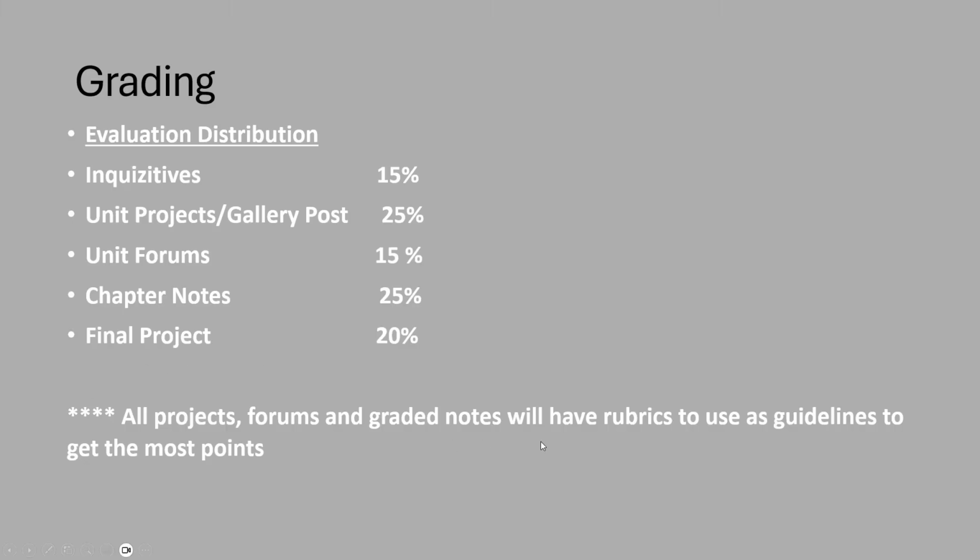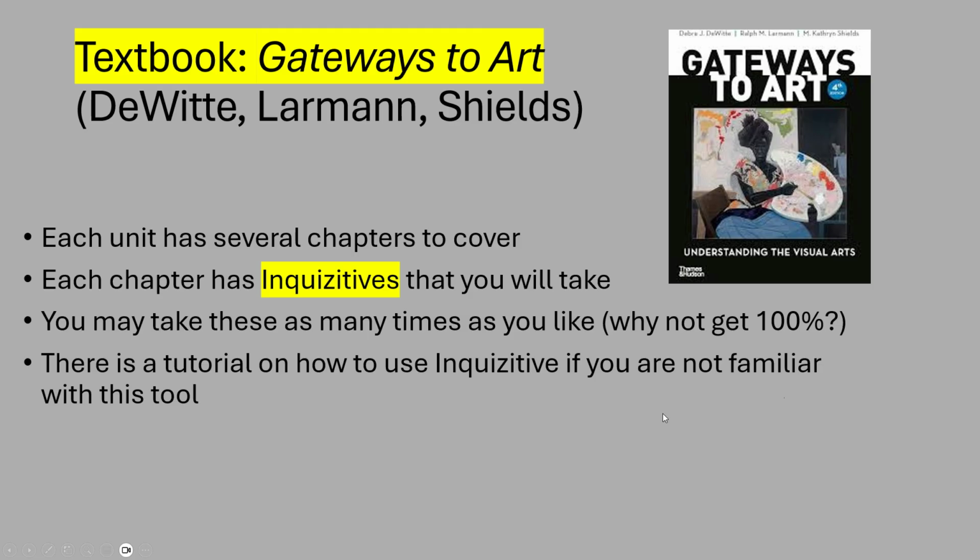So all projects, forums, and graded notes will have rubrics and guidelines. There's instructional PowerPoints, all kinds of things to help you do your best. Okay, so our textbook is Gateways to Art, and you've already bought it. It's included with the course, and attached to it are the inquisitives. If you've taken another textbook class from Norton, the publisher, you know what those are.